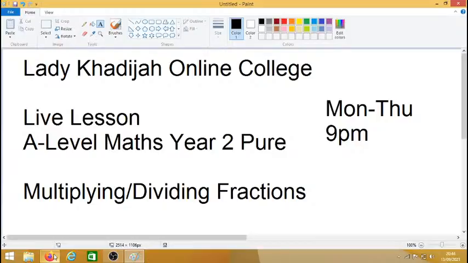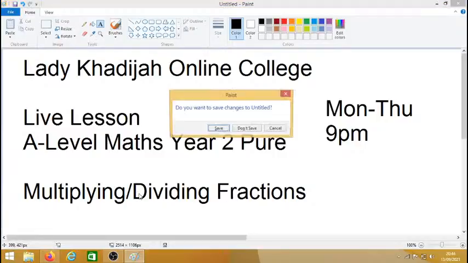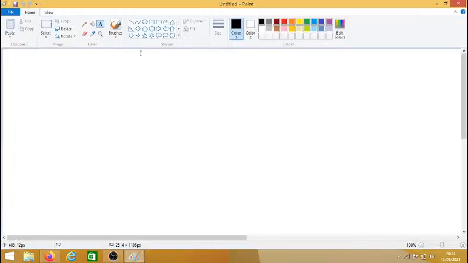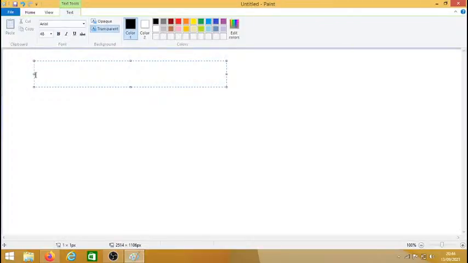Welcome to a live lesson on A-Level Maths, Year 2. Today it's multiplying and dividing fractions. Inshallah, something that's quite easy based on what you've done at GCSE and also then revised in Year 1 algebra, so it shouldn't be a problem for you, but just in case fractions are always catching you out, then it's worth taking a look. So we're going to multiply two fractions.